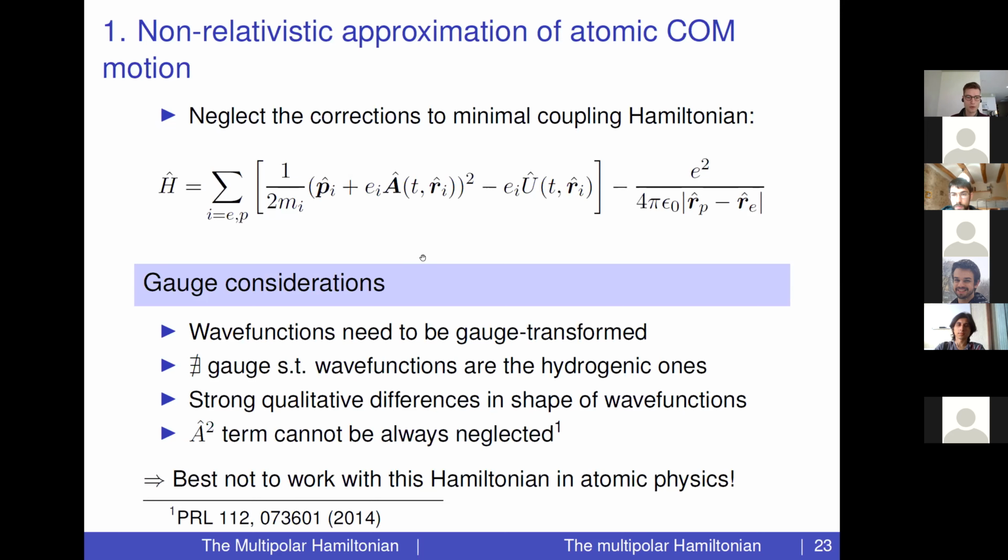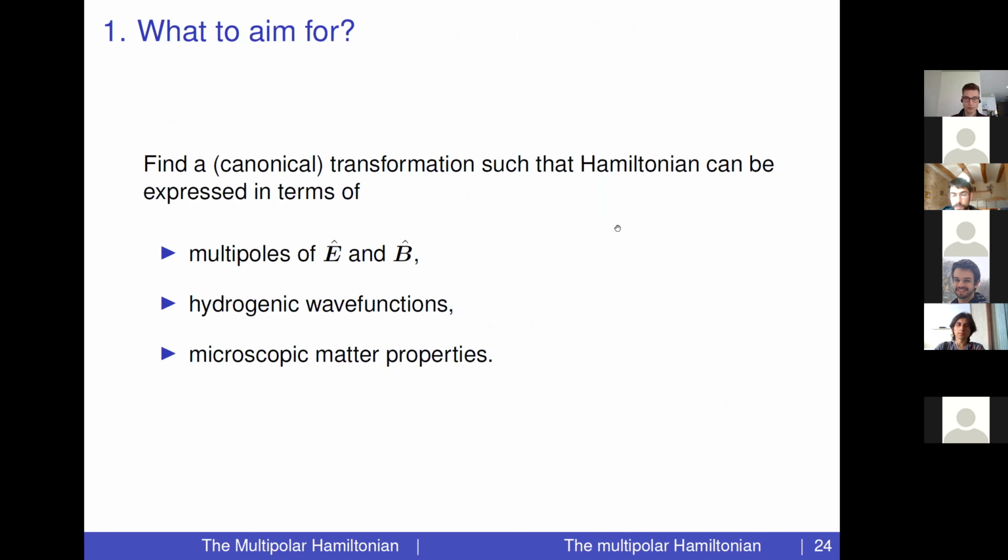And so that is some of the reasons why it's very beneficial not to work with the minimal coupling Hamiltonian. And again, we do go to a multipolar Hamiltonian as before, but now in a fully quantum case. And what we want to find is this multipolar Hamiltonian, again, in multipoles of E and B, in terms of the usual simple hydrogenic wave functions, and in the end, also the microscopic atomic properties.